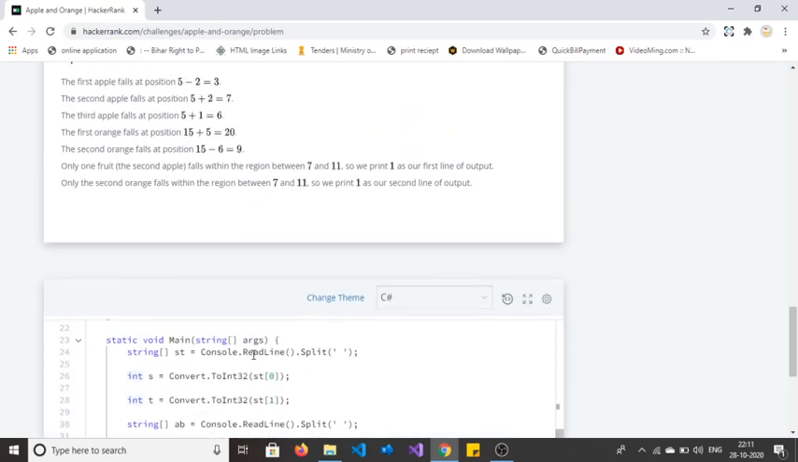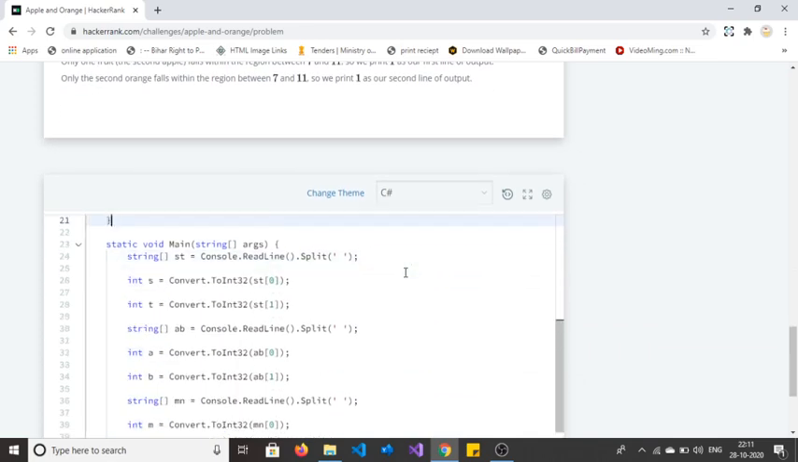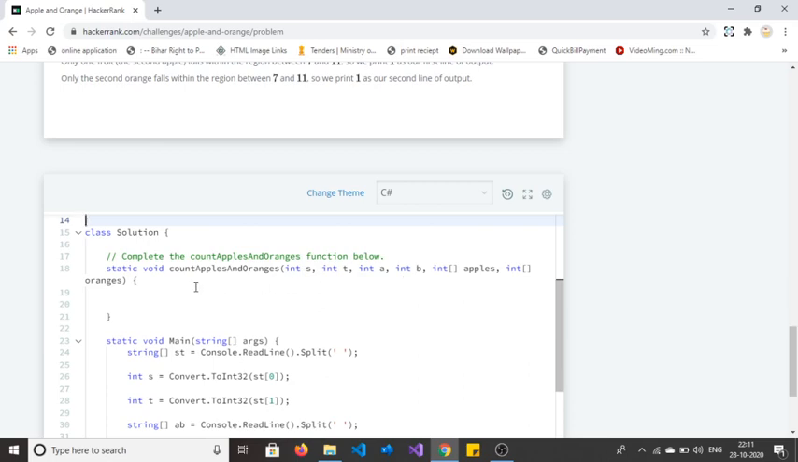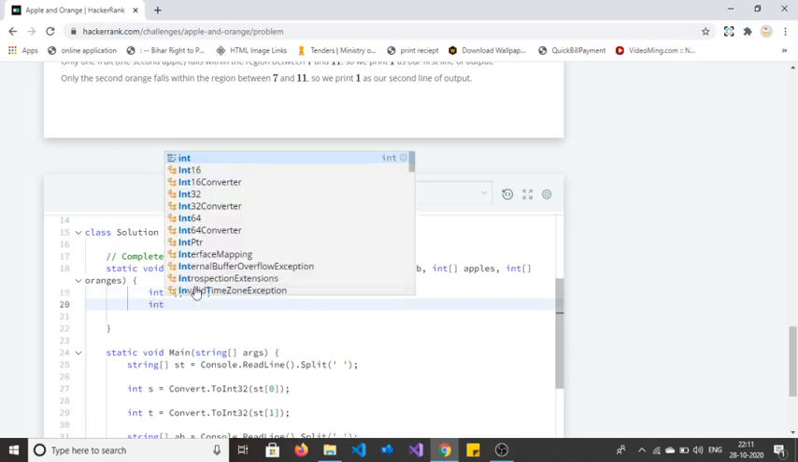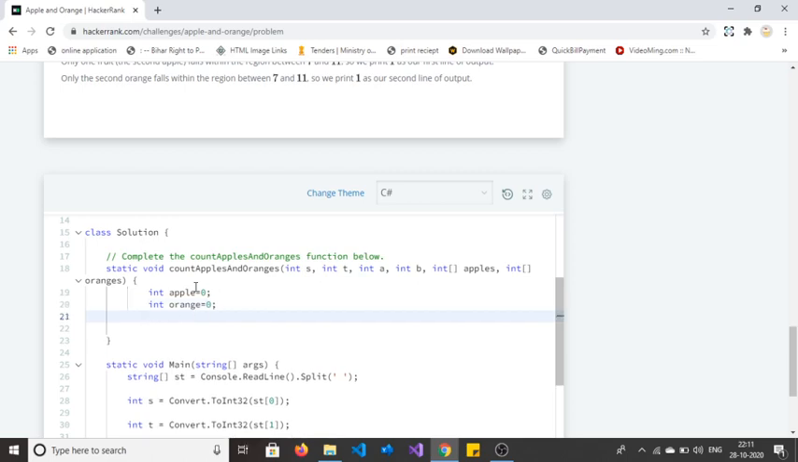So that's it about the explanation. Let's move to the code editor so that we will write some code and see all these things in action. First we need to calculate how many apples and oranges fall on the same house. So I am creating one integer variable named apple, and one more integer variable named orange, initializing both with 0.